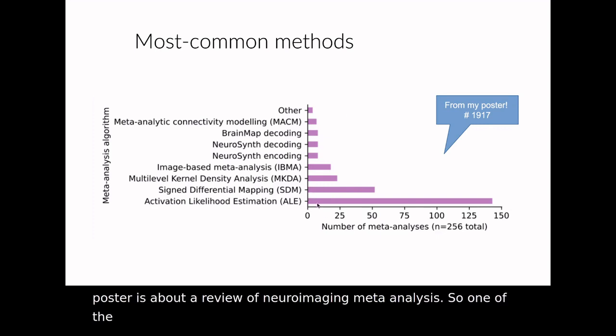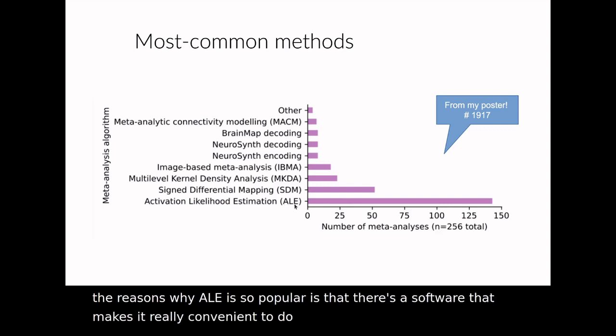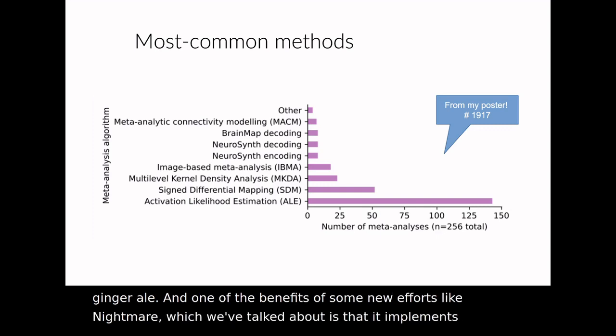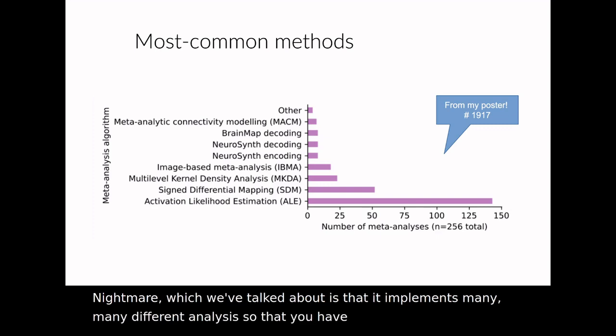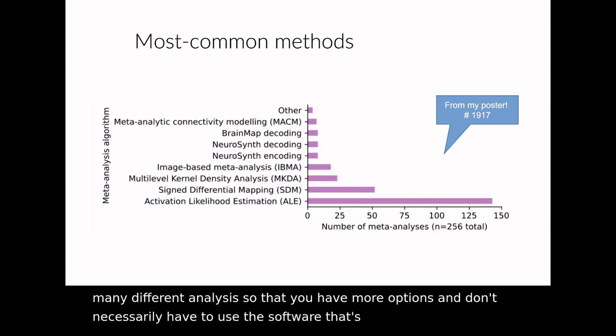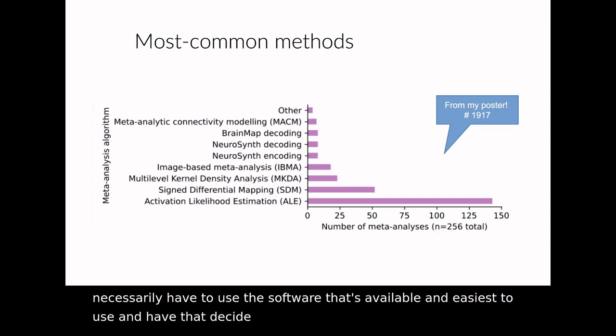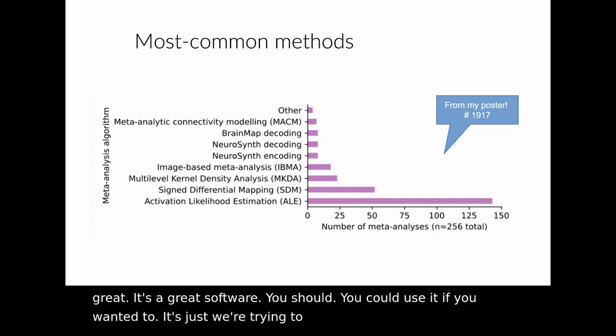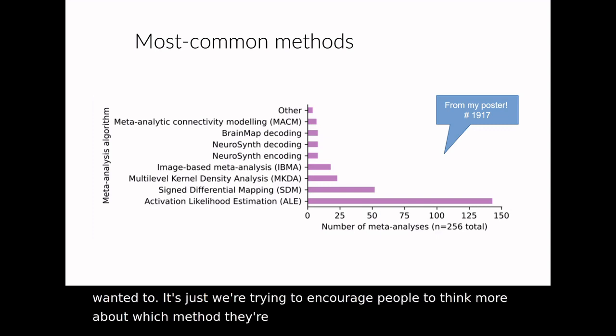So one of the reasons why ALE is so popular is that there's a software that makes it really convenient to do ALE, and it's called GingerALE. And one of the benefits of some new efforts like NiMARE, which we've talked about, is that it implements many different analyses so that you have more options and don't necessarily have to use the software that's available and easiest to use and have that decide which method you're using. Not to say GingerALE isn't great. It's a great software. You could use it if you wanted to. It's just we're trying to encourage people to think more about which method they're using and have more options for doing meta-analyses.